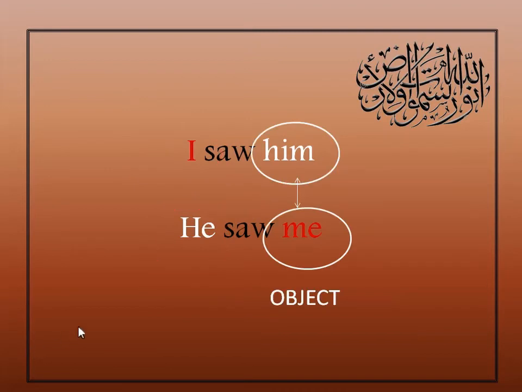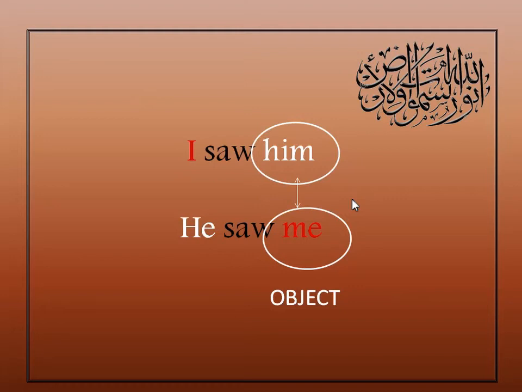Him and me are objects, so they're in the object case. Him, her, me, us. Interestingly, you is the same in both subject and object case, so we don't have a whole lot of these. This, by the way, is the difference between who and whom, so it's good to know how to use that correctly. Whom is an object and who is a subject.